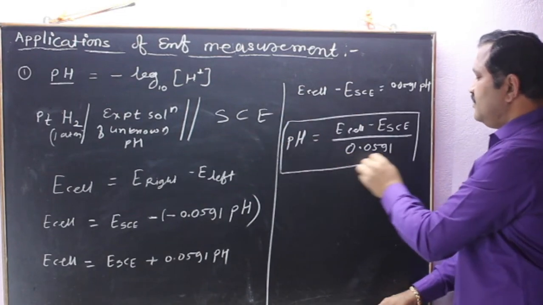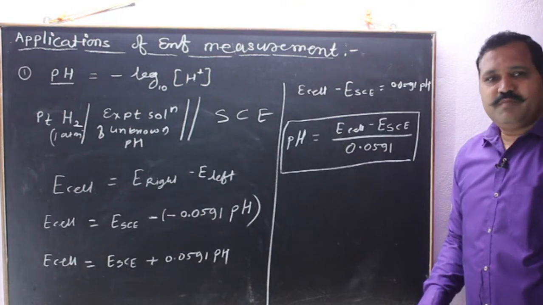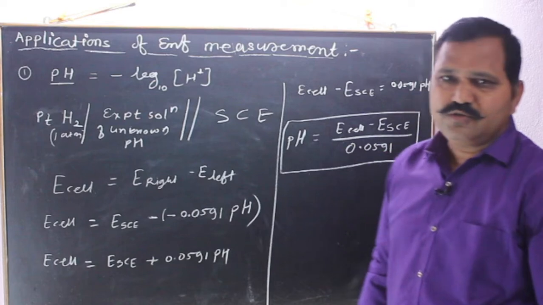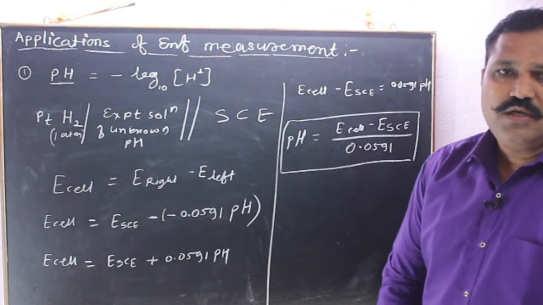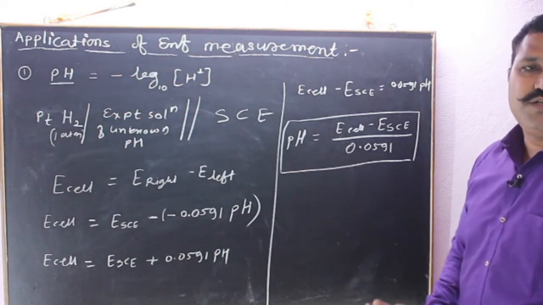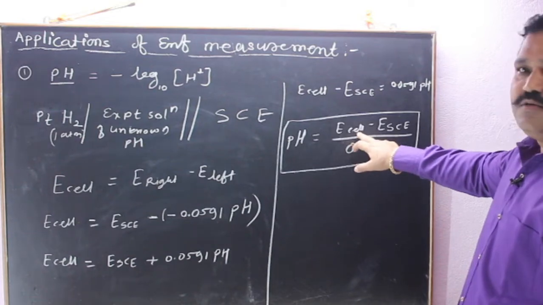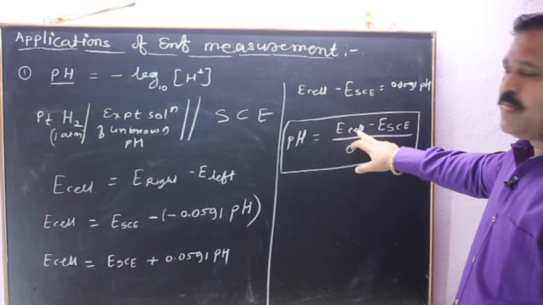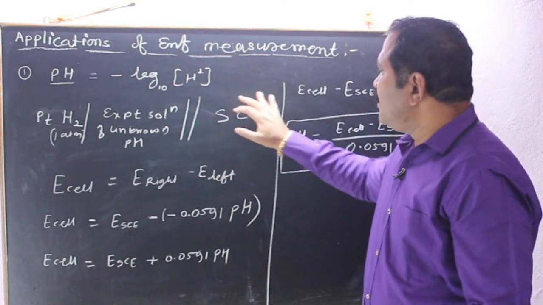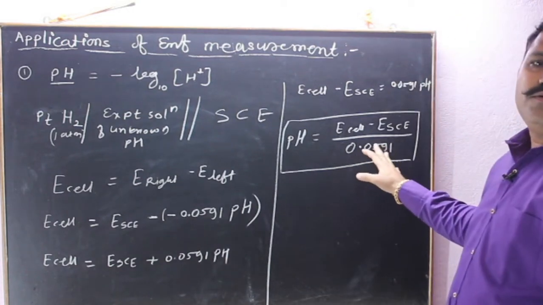By this method, we can determine the pH of an experimental solution, the pH of an unknown solution. The solution is known, but its pH is unknown. This unknown pH is determined by the EMF measurement method. Here, pH is equal to E cell, which is measured by the pH meter, minus the calomel electrode potential, which is constant, divided by 0.0591.